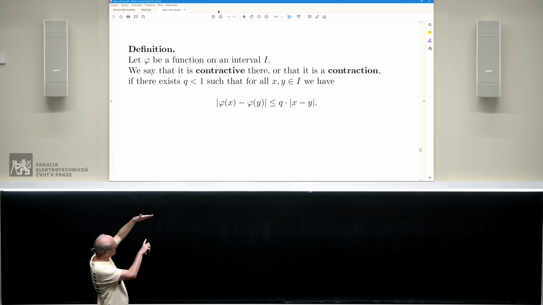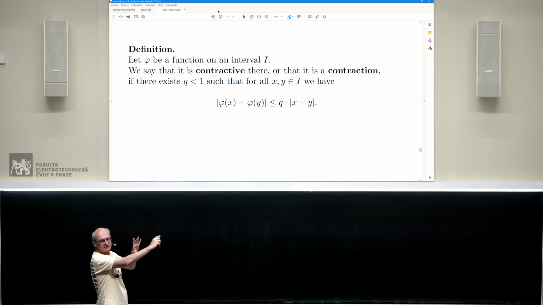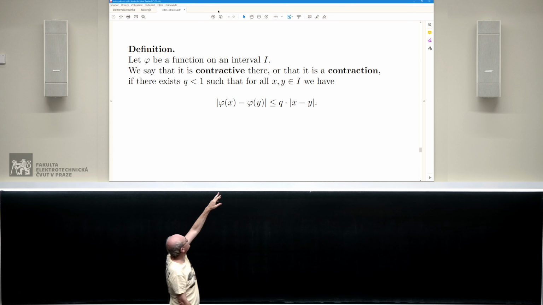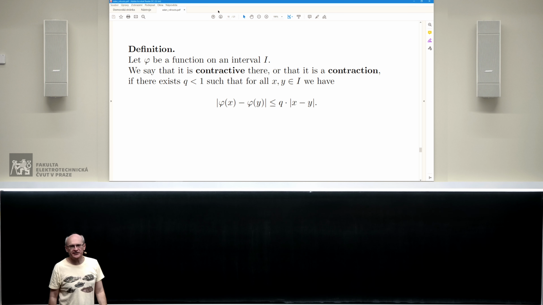And now we take 2 points in the starting space. We look at how far apart they are. That's the right-hand side. We move them over, and we check how far apart the outcomes are, the images. And then we want the images to be closer compared to the original points. That's the inequality here. Now notice that Q is required to be smaller than 1. That's very important.